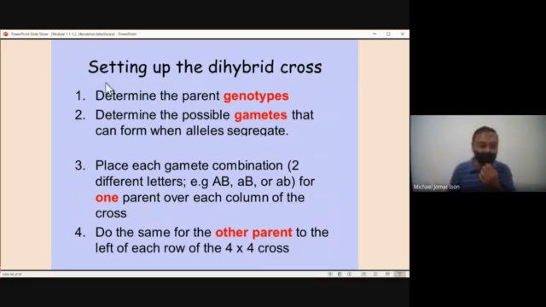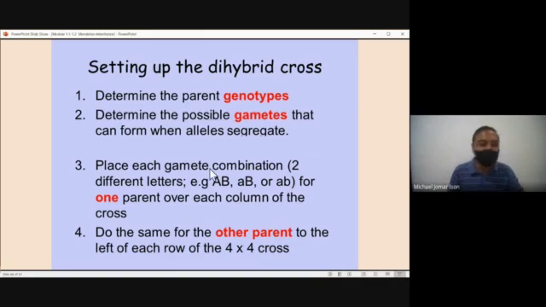First of all, you determine the parents' genotypes. That's why we studied the law of segregation, so you already know how to get the genotypes. Then determine the possible gametes that can form when alleles segregate. In monohybrid crosses, you just have to separate them. But this time, you will be applying the law of independent assortment, wherein you combine the two gene pairs to form the unique gametes of each parent, with two letters present: a letter from the first gene pair and a letter from the second gene pair.